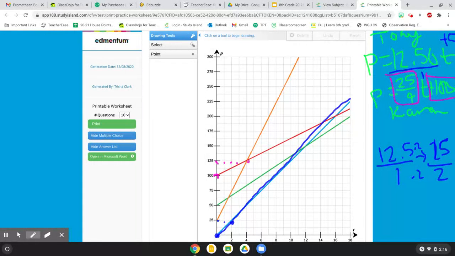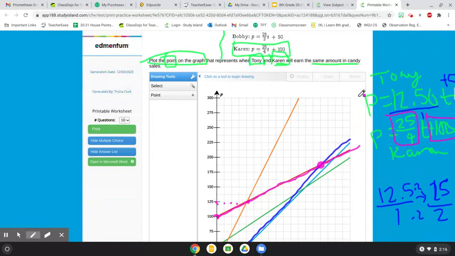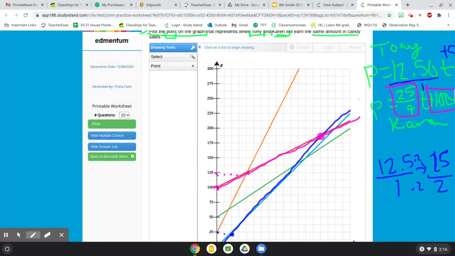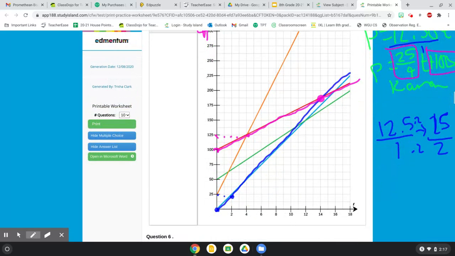Okay, makes sense. So I need to figure out where this red line and this blue line are going to cross. And it looks like they're crossing right here. So at that point, that is going to be where they're going to have the same amount in candy sales. Okay, so keep in mind, P is the amount of dollars. So my y-axis is talking about dollars, and my x-axis is talking about time, right, in hours.